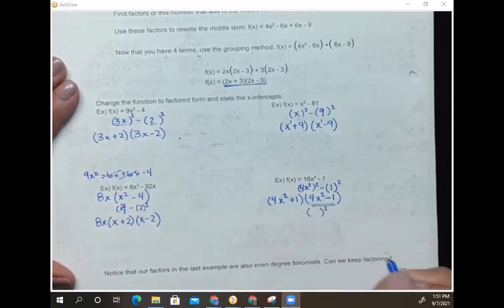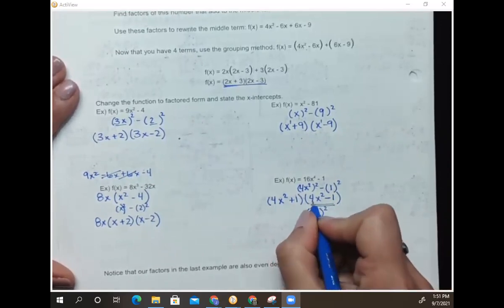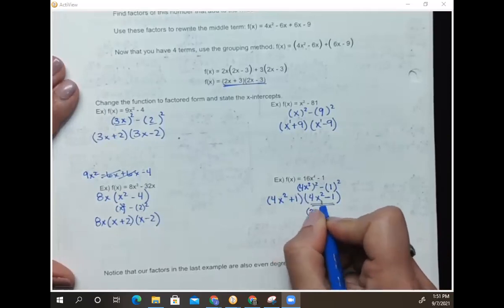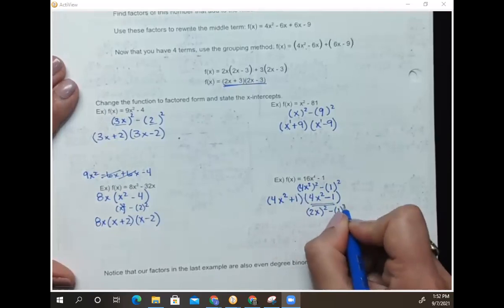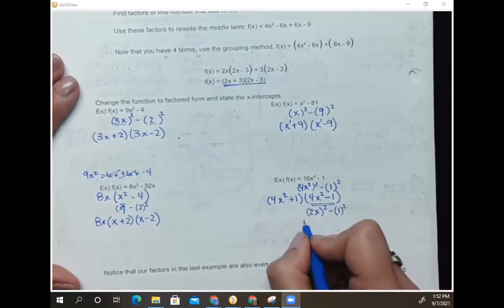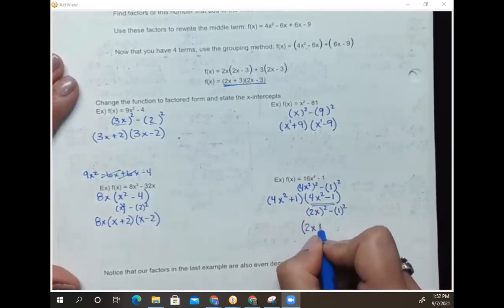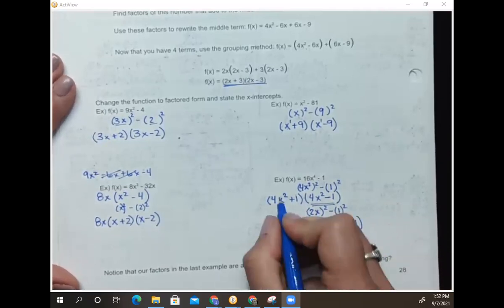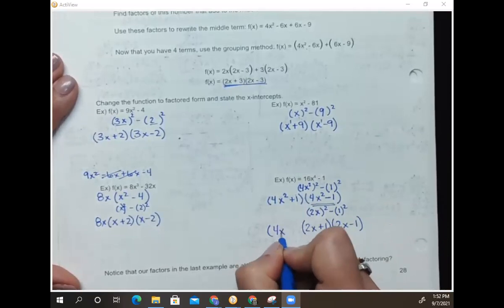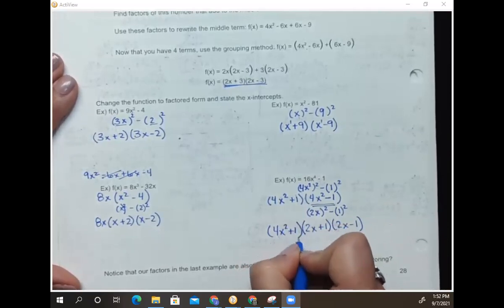So what did I square to get 4x squared? Well, that would be 2 squared to get the 4, and then x squared to get x squared. And then to get the 1, we know we have to square 1. So I can keep factoring this into 2x plus 1 and 2x minus 1. And then we'll just bring down that first factor of 4x squared plus 1.